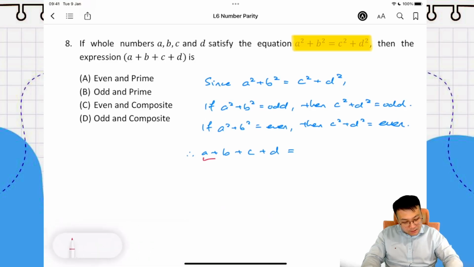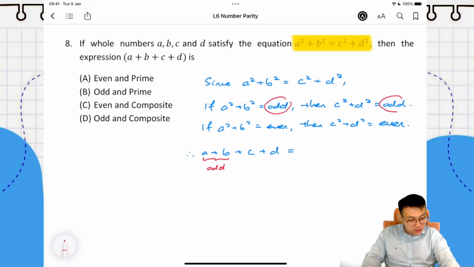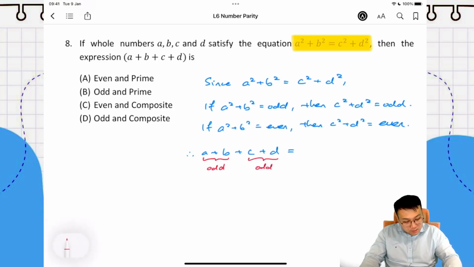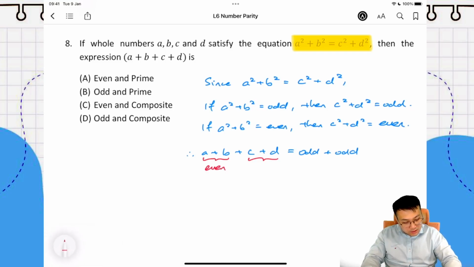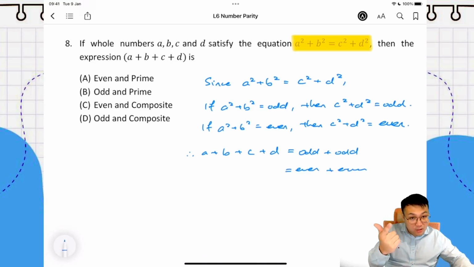If A and B are odd, then C and D should also be odd, right? So it should be odd plus odd. Or what if they are even? If A and B are even, don't you think that C and D should also be even? Then we will end up with even plus even. No matter whether it is odd plus odd or even plus even, the answer is always going to be even.